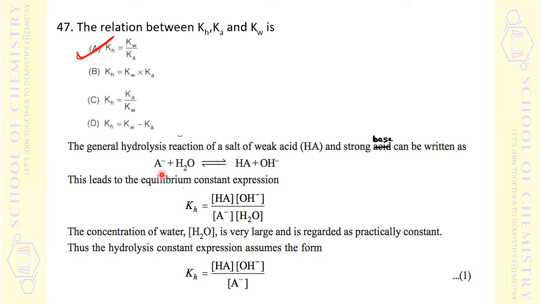If you take the salt A minus, and it undergoes hydrolysis, since it is a salt of a weak acid, it will be in equilibrium with the weak acid HA, and OH minus will be produced. The equilibrium constant, if I write it, will be the concentration of HA into the concentration of OH minus divided by the concentration of A minus and the concentration of H2O. So this will be the hydrolysis constant for that particular salt. Here this H2O can be neglected because water is in large concentration, and its concentration practically remains constant.